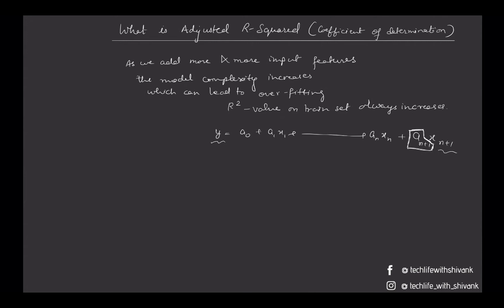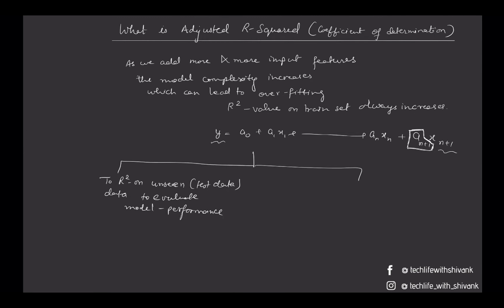And hence R squared in itself is not a very accurate representation of how our model would perform on unseen data, and hence we have two options. One of the options is to calculate R squared on unseen data, or test data, to evaluate model performance, and this is known as predicted R squared.